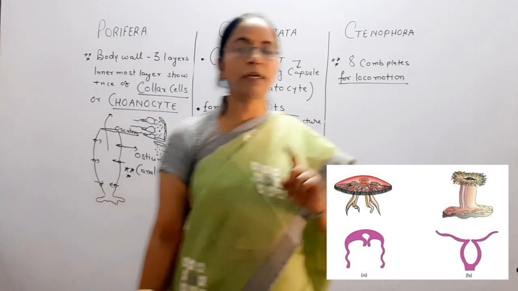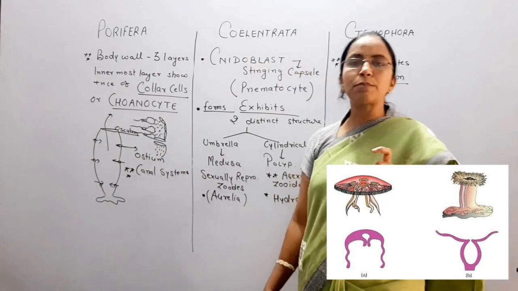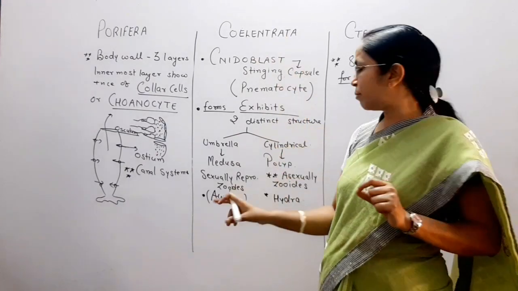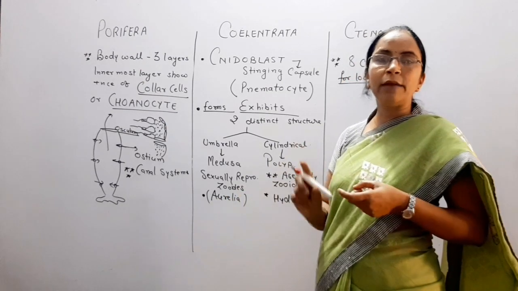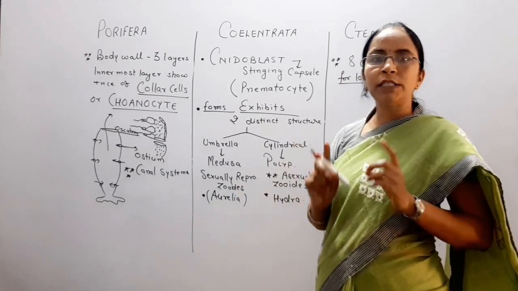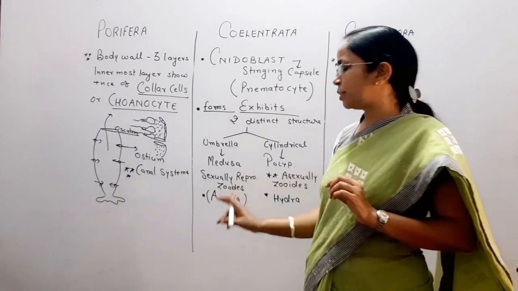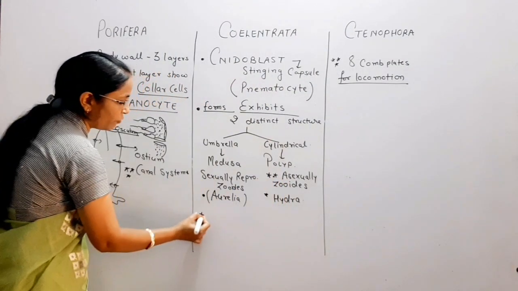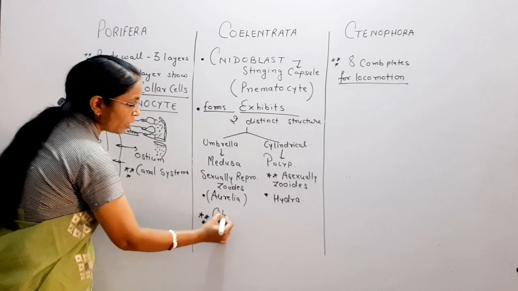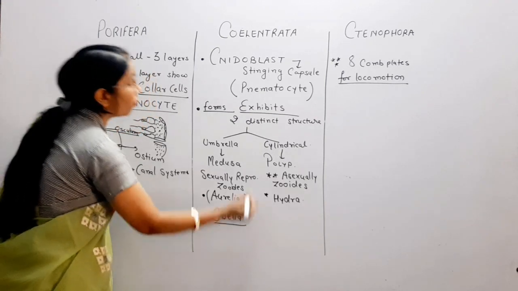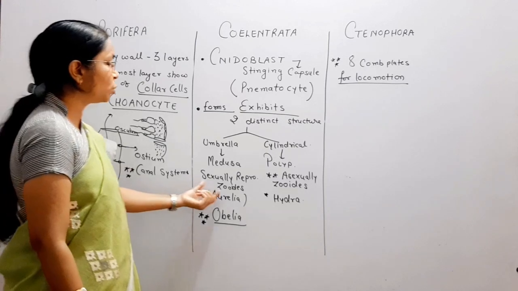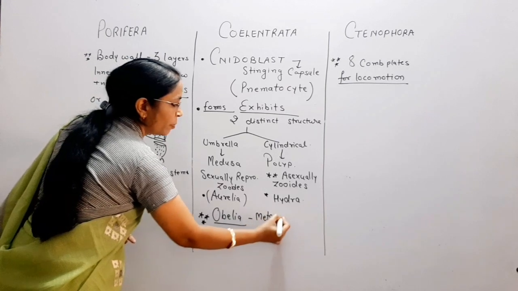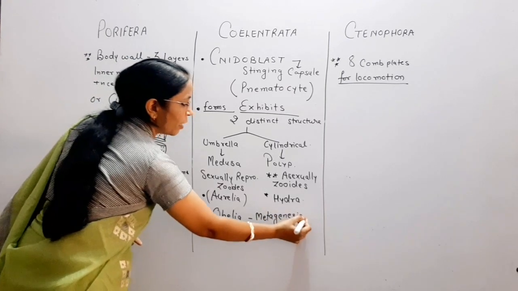Remember metagenesis and metastasis. Metagenesis is the process or specific phenomenon in which the coelenterate exhibits both types of life form. One life form or one individual which exhibits both life forms, that process is called metagenesis. And metagenesis is the identical feature of Obelia. Obelia is the example for Coelenterata which exhibits the medusa form as well as the polyp form, and is a good example of the process of metagenesis.